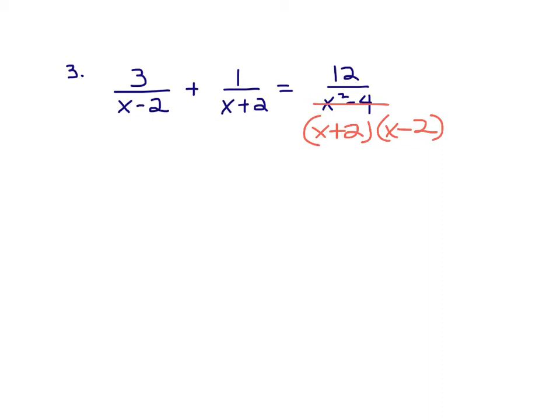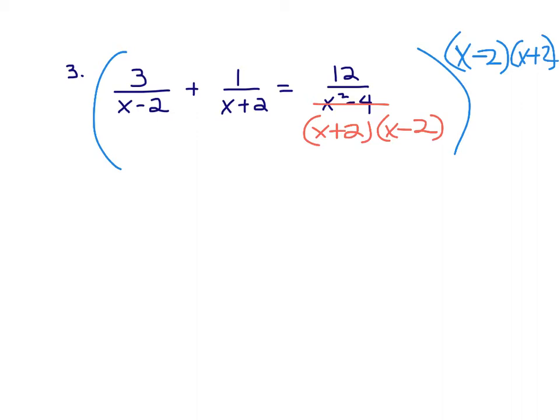Notice the first two fractions already have a little piece of it. So I can already see my common denominator is that x squared minus 4. But I'm going to write it as x plus 2, x minus 2. So now, to start to figure out the common denominator, I need to multiply the entire equation by x plus 2, x minus 2.